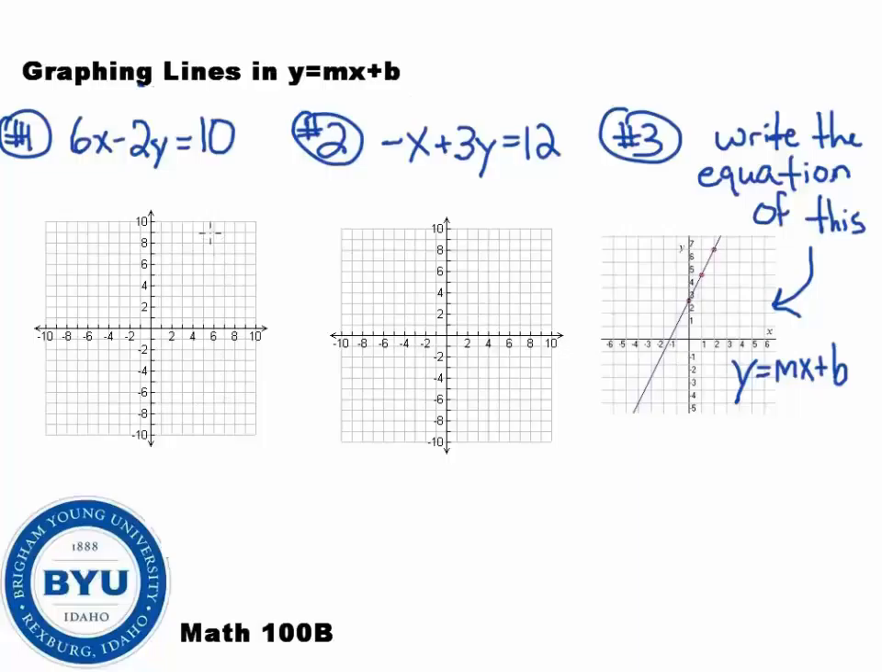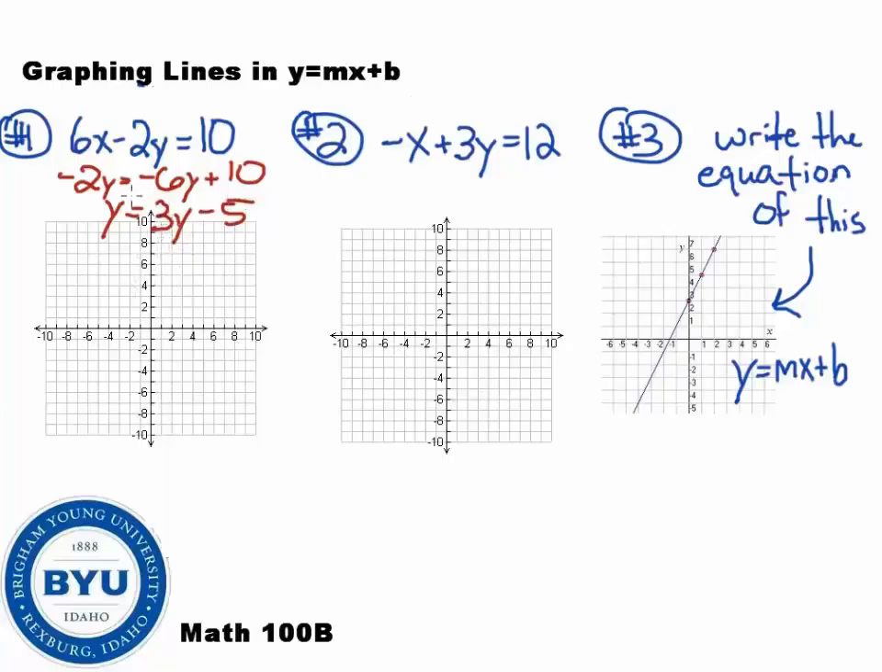Okay, let's go ahead and solve this for y. I'm going to go ahead and subtract the 6x over. I get negative 2y equals negative 6x plus 10. I then have to divide by negative 2, so I get positive 3x minus 5. Oh, that's a little tricky. Make sure to get all your negatives right there.